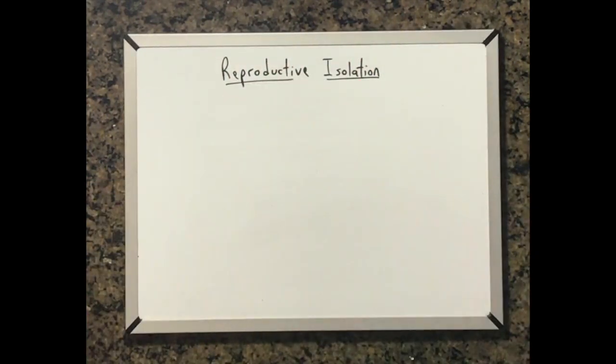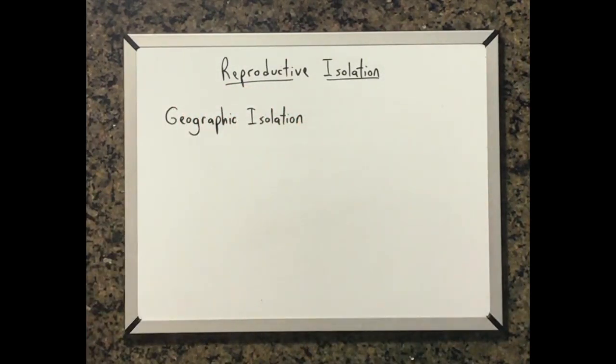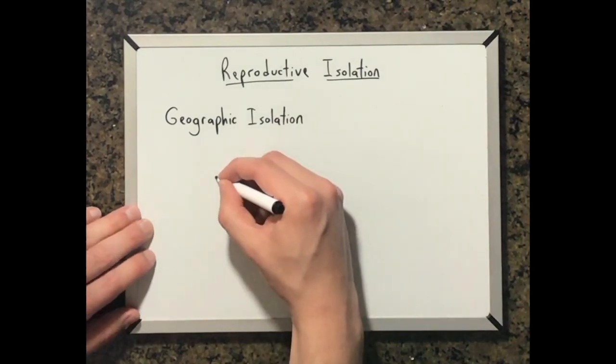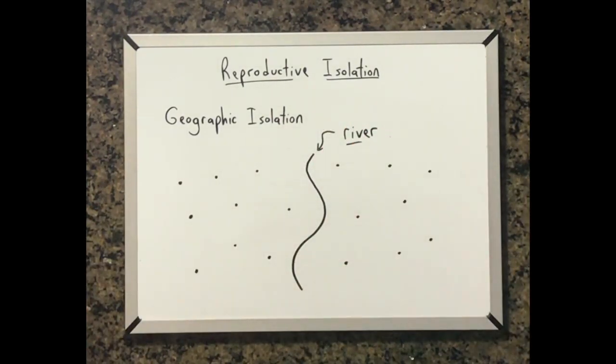Reproductive isolation can occur in a few ways. One of these ways is geographic isolation. This is when two populations from the same ancestral species get separated by some sort of geographical barrier, like a river or a mountain range. Over time, this physical barrier prevents the two populations from interbreeding and speciation occurs.